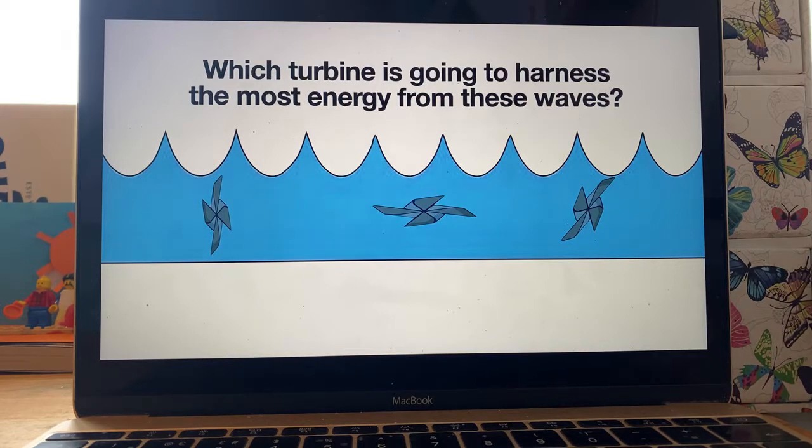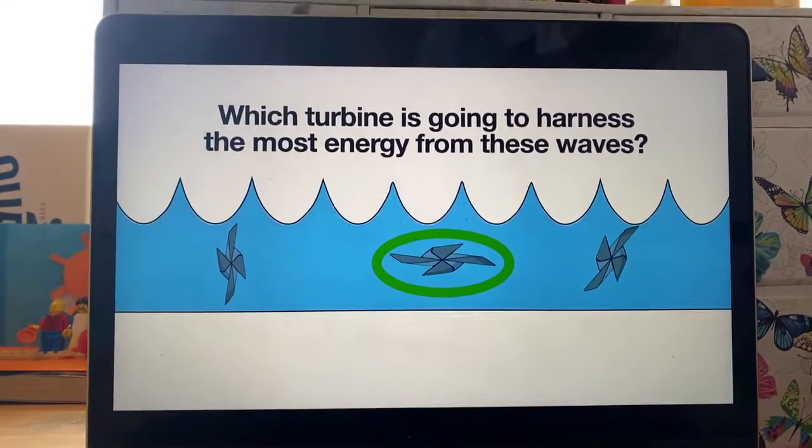It's a good question, isn't it? I mean, actually, if you've not studied waves yet, it's a rubbish question because you just wouldn't know. But if you've studied waves, it's very good revision. The answer is, if you picked one, it's the middle one.